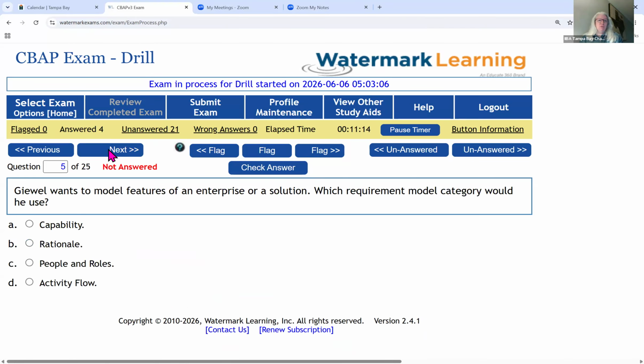Jewel wants to model features of an enterprise or a solution. What requirement model category would he use? So he wants to model features. The requirements model category would be, is that called capability, rationale, people and roles, or activity flow? Which one do you think is the wrong answer? Let's eliminate one.